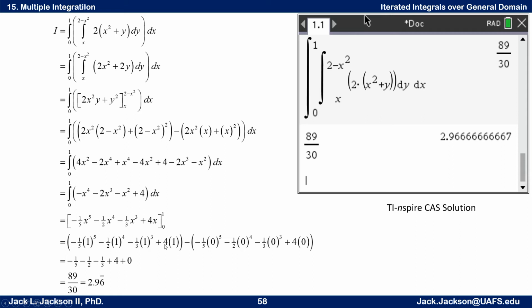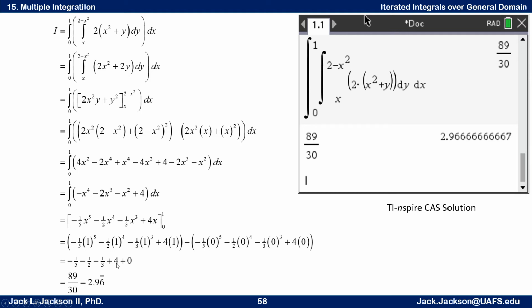Evaluate from 0 to 1 means take this formula here, put 1s in place of all the x's here, minus, put that in parentheses, minus, parentheses, put 0s in place of all the x's here. The good news is this last part with all the zeros just wipes out to 0. And of course 1 to any power is 1, so that makes this a little bit easier to do here. So we just have negative 1/5 minus 1/2 minus 1/3 plus 4, and then the rest is all 0.